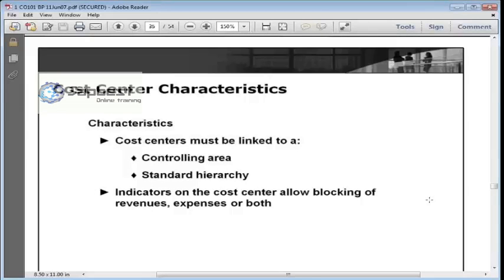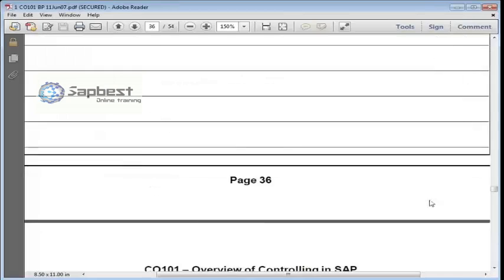Cost centers have characteristics. Cost centers can be linked to a controlling area, obviously, and have a standard hierarchy, and also have an indicator on the cost center allowing the blocking of revenues. Means you can also track revenues in the cost center. You can track expenses, or you can track both. For the most part, all those things are checked. You do track revenues and expenses at the cost center level, and the profit center level also.